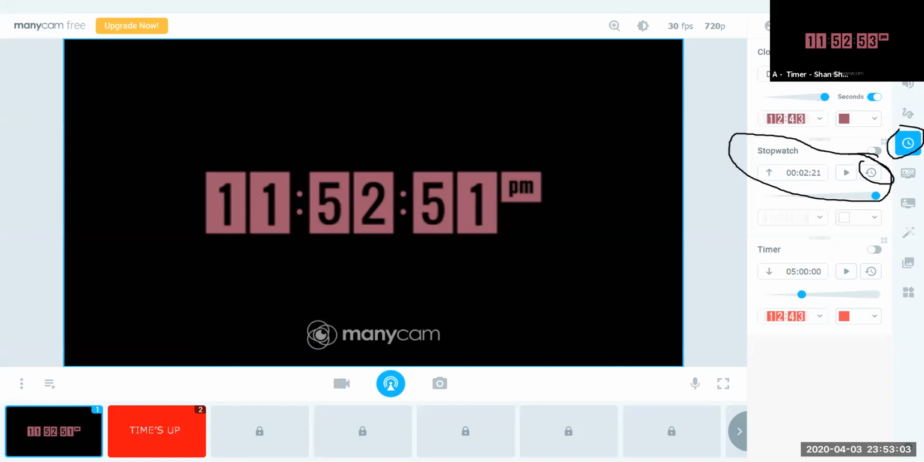Hold on, let me see. Where is my screen? Okay, then you zoom back, go back to your video settings and set it as ManyCam webcam, but turn off your virtual background. Okay. Sorry. So is anybody unclear on that?